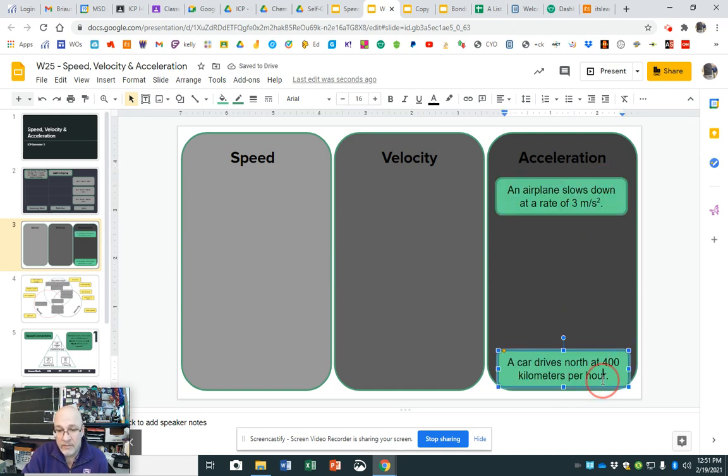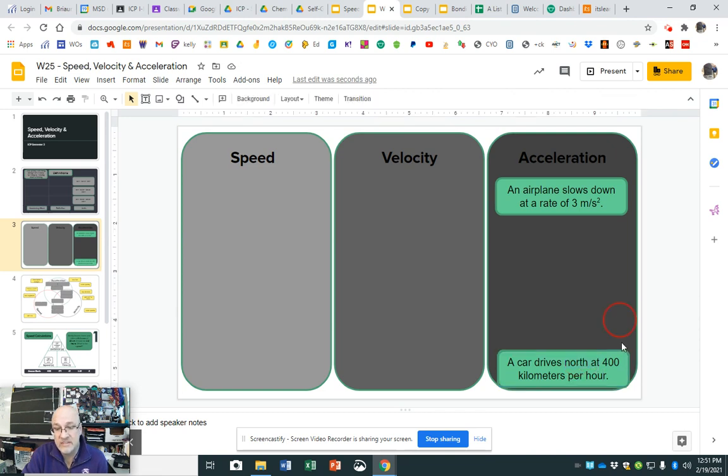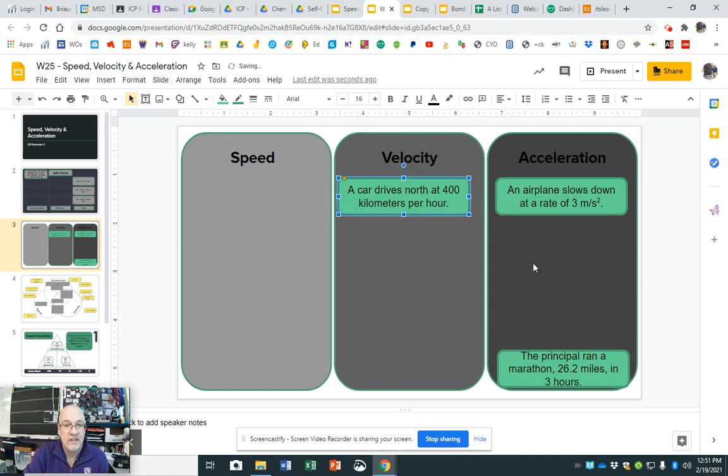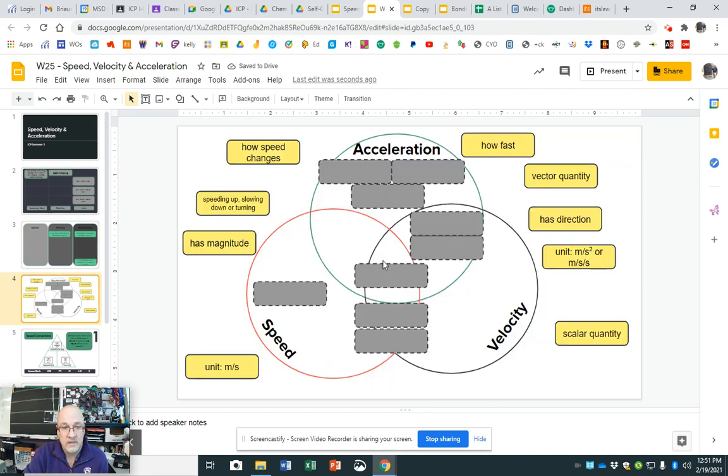400 kilometers per hour, that's a speed. But look, it's north. It gives you a direction. So if you have the direction and a speed, it's a velocity. So I need you to be able to do those. Acceleration, velocity, speed, there's some overlap, there's some differences.